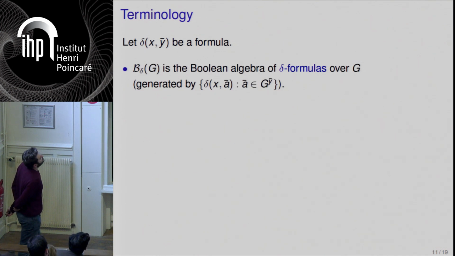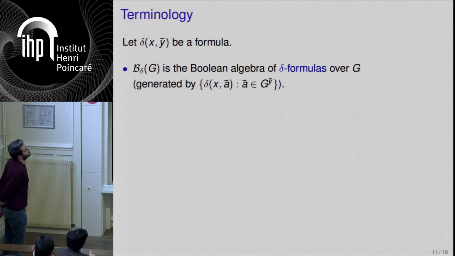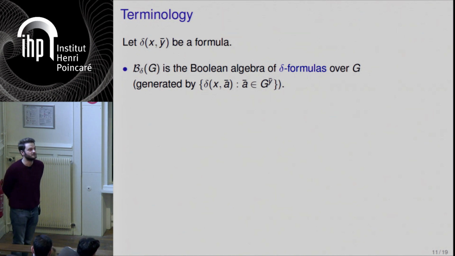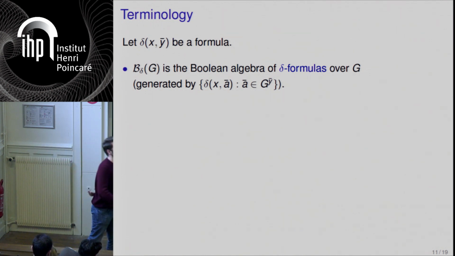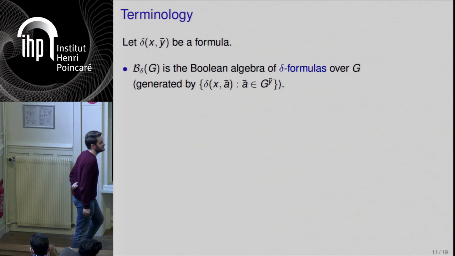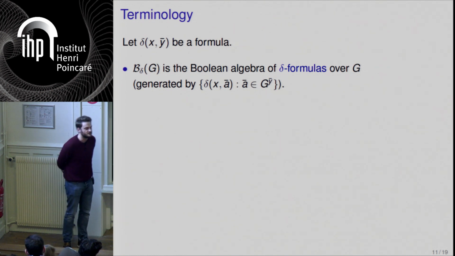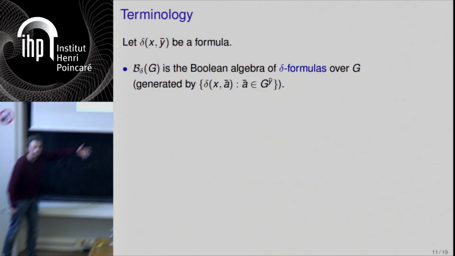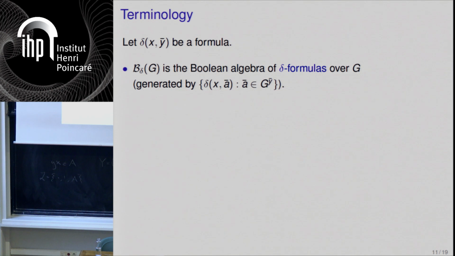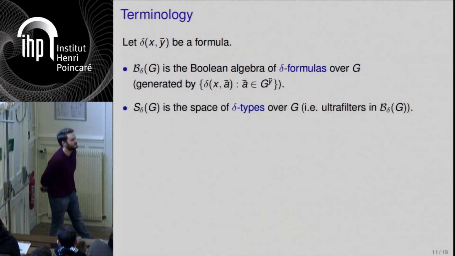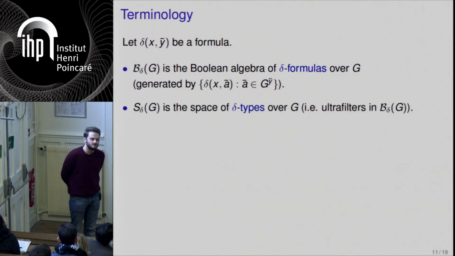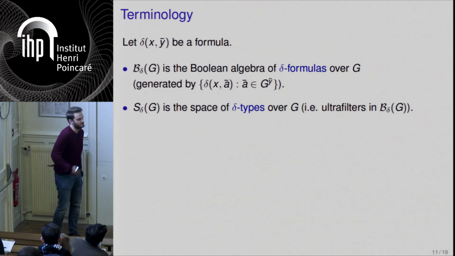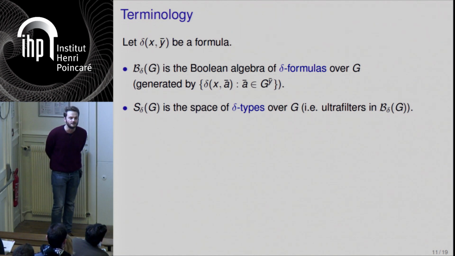B_delta(G) is going to be the Boolean algebra of so-called delta-formulas over G, which are just formulas generated by instances of delta, where I plug in things for the parameters y. In this case, plug in something for y, move it over. It's a left translate of A, so it's the same Boolean algebra from before. Good. And then I'm going to have S_delta(G) as the space of delta-types over G, and these are also known as ultrafilters in this Boolean algebra.